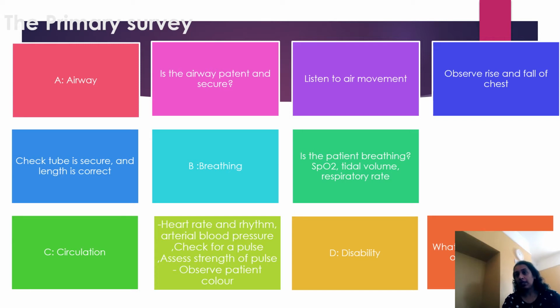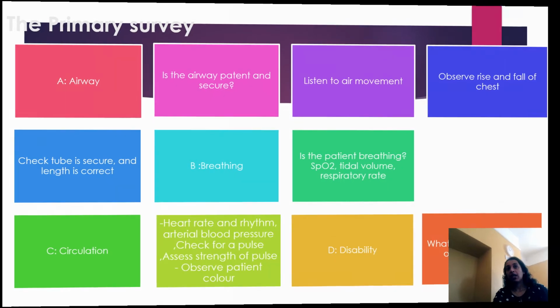And disability: what sedation is the patient on? Most of the patients will be on sedation. What is the GCS, or what is the RASS score? Is the patient quiet, calm, cooperating, or fighting with the ventilator, or restless, or in pain? Does the patient have any fever? All those things come under disability, D.